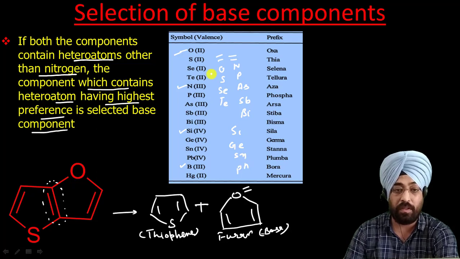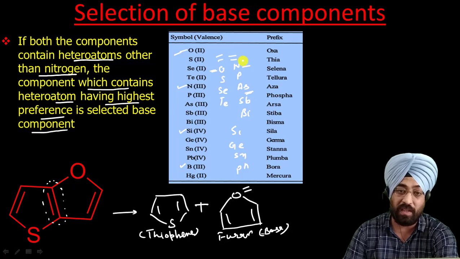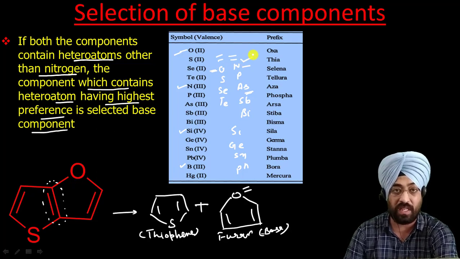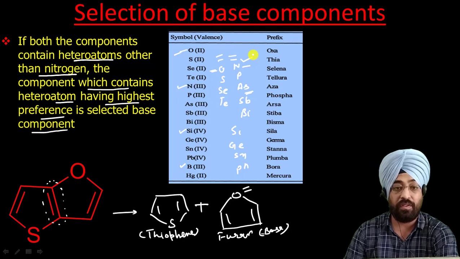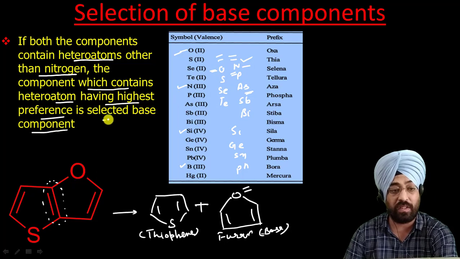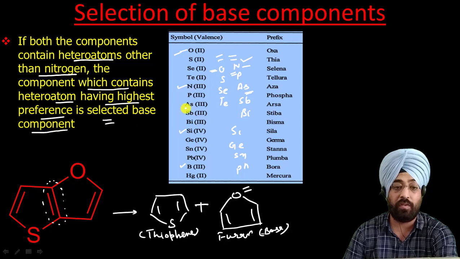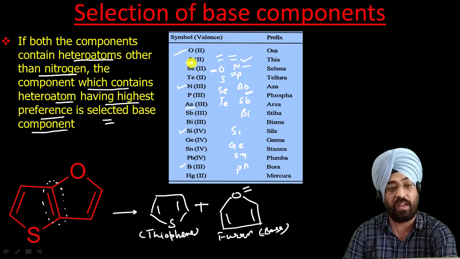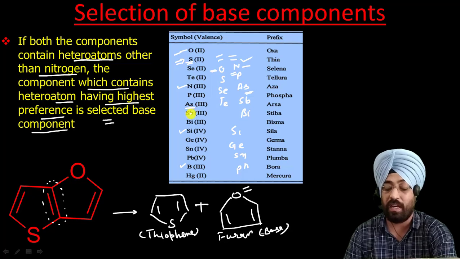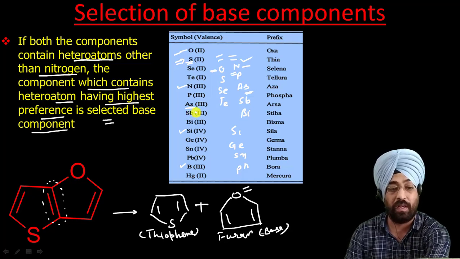Now if one atom is oxygen, one is arsenic, then we will give preference to oxygen. If one is oxygen, one is nitrogen, then we will give preference to nitrogen, because our first rule says that it is always advisable to choose that component as your base component which contains nitrogen. These rules we have to consider when the heteroatoms are other than nitrogen. Now, arsenic and sulfur, which will have a higher preference? Sulfur will have a higher preference because it belongs to the oxygen family, and arsenic belongs to the nitrogen family. So this rule is quite simple.